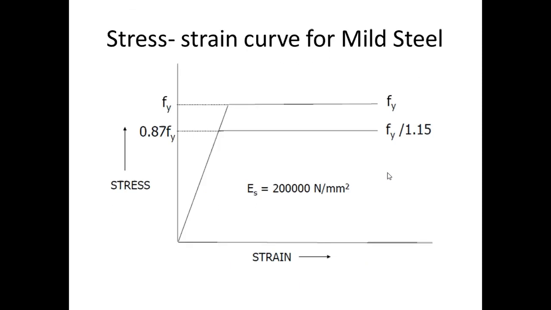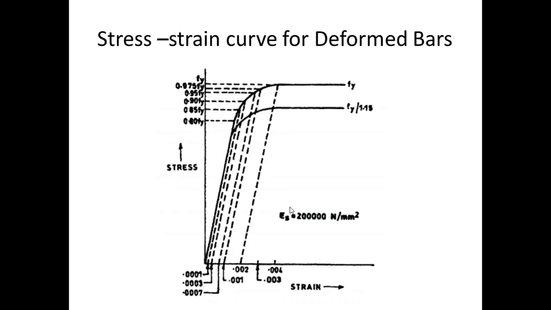This is for mild steel. Fy is the yield stress of the rebar, where the ultimate stress we are allowing is 0.87 fy, that is fy divided by 1.15, where the elasticity of steel is 2 into 10 power 5 Newton per mm square. The same thing applies for the deformed bar stress strain curve.